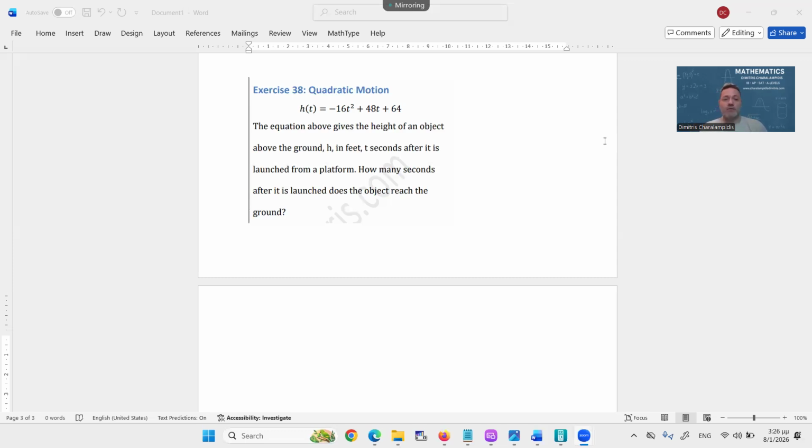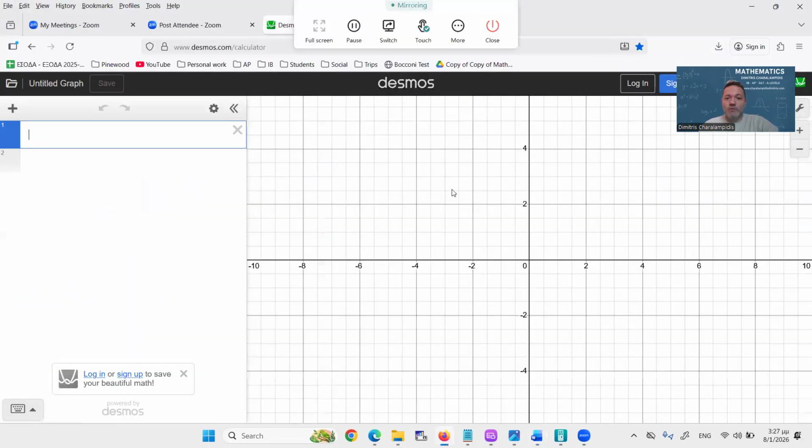How many seconds after it is launched does the object reach the ground? If we were to do it by hand, we should have thought that reaching the ground means that the height is 0. So obviously we would be looking for the value of t when h is 0. But now, since we are allowed to also use Desmos, and this involves a graphic design, then we'll go directly to it. Let me go to Desmos.